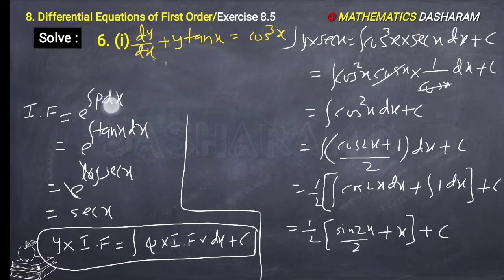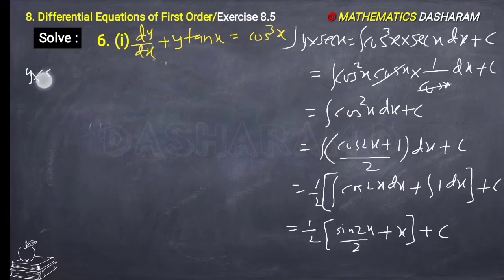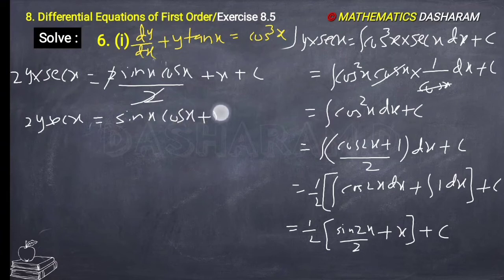So then y into sec x equals to 1 by 2. Here 2 is transposed to the left side, then 2 into y equals to sin 2x, by the formula 2 sin x into cos x divided by 2, plus x plus c. Here 2 cancel, 2y into sec x equals to sin x into cos x plus c is our required answer.